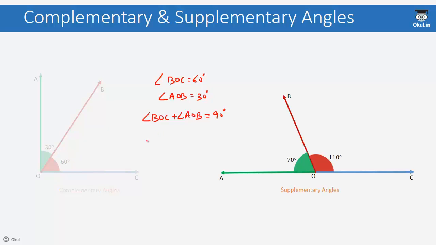Here angle BOC and angle BOA are given. Angle AOB is equal to 70 degrees and angle BOC is equal to 110 degrees. When we add the two, angle AOB plus angle BOC is equal to 70 degrees plus 110 degrees, which is equal to 180 degrees. So these angles are supplementary angles because the sum is 180 degrees.